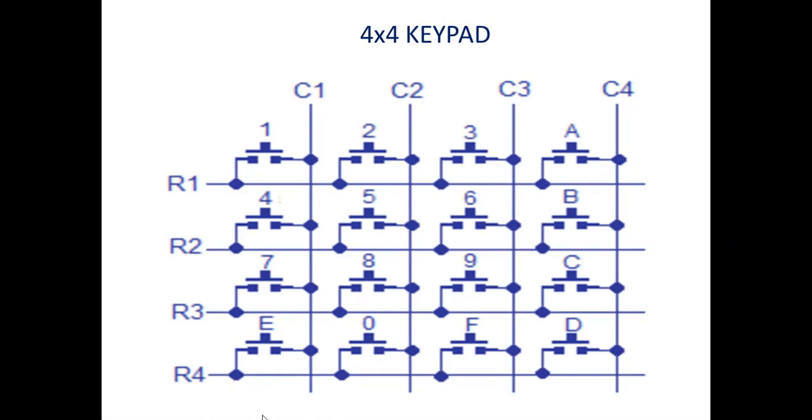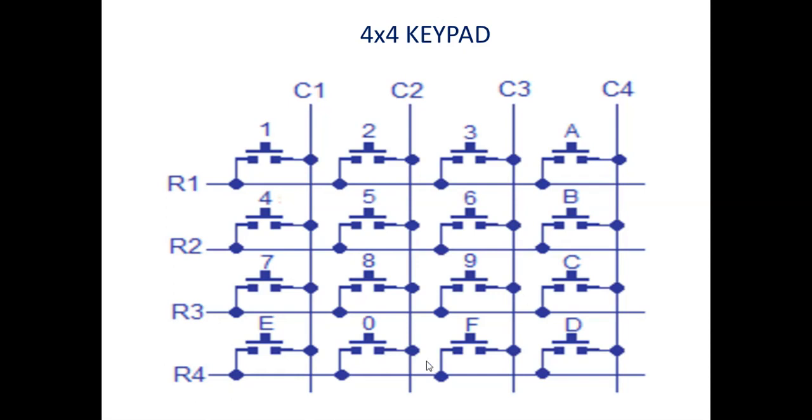Suppose you want to scan row 2. Then rows 1, 3 and 4 should be logic 0, and during this row 2 scanning, by reading the column status and identifying which column is returning logic 1, you can identify the corresponding switch. For example, if you are scanning row 2 and the sixth switch is pressed, then column 3 returns logic 1, whereas column 1, column 2 and column 4 return logic 0.